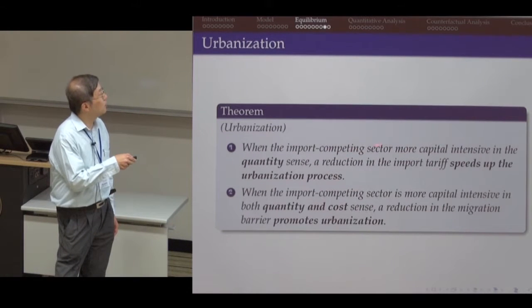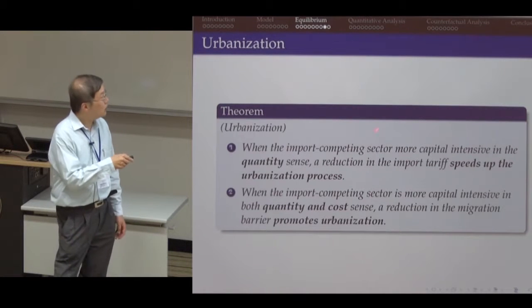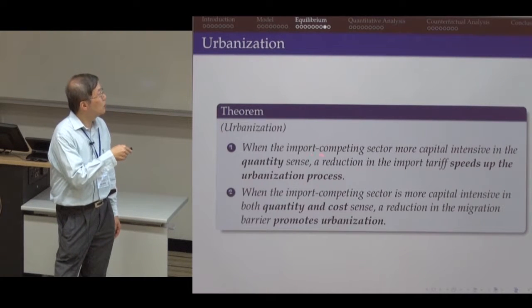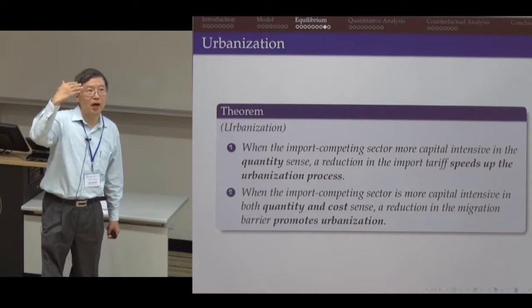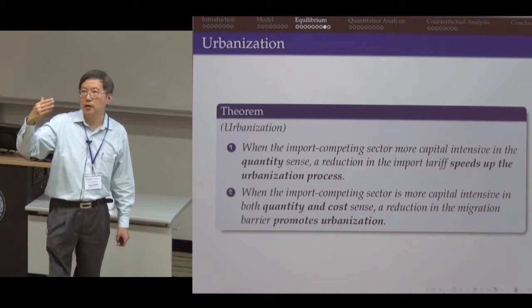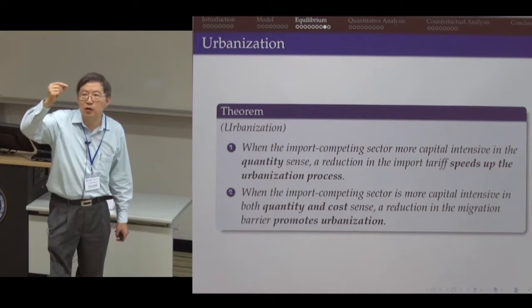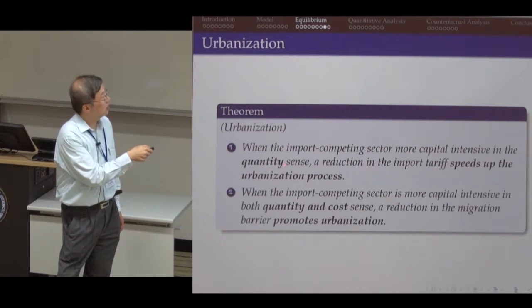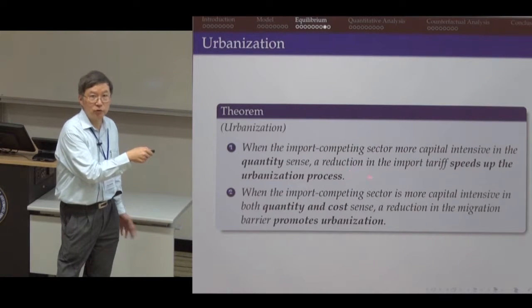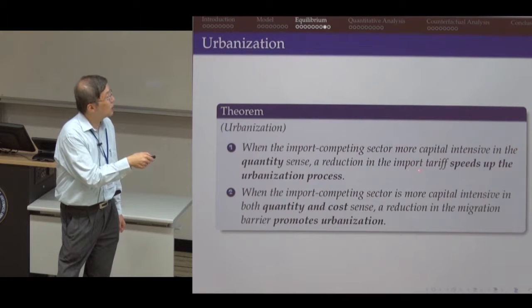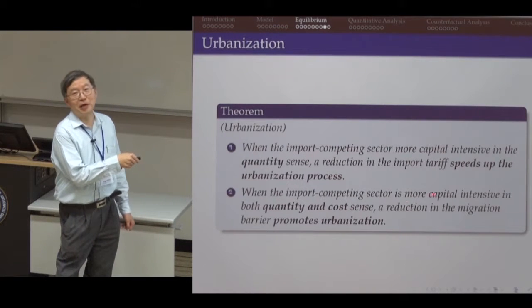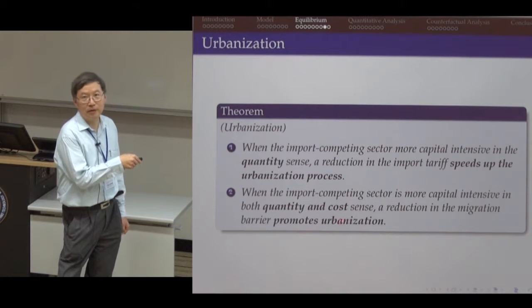But the interesting part is what if you think about the aggregate? The aggregate will turn out to depend on two conditions. In terms of tariff, everything depends on whether the import competing sector is capital intensive in the quantity sense. We can define capital intensity in terms of the capital labor ratio. We can also define capital intensity in terms of the cost share. If we use the capital labor ratio, which is the quantity definition, assuming the import competing sector is capital intensive, which is true in the data, then a reduction in import tariff will speed up the urbanization process.